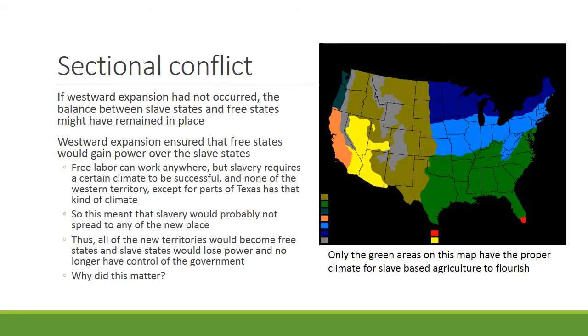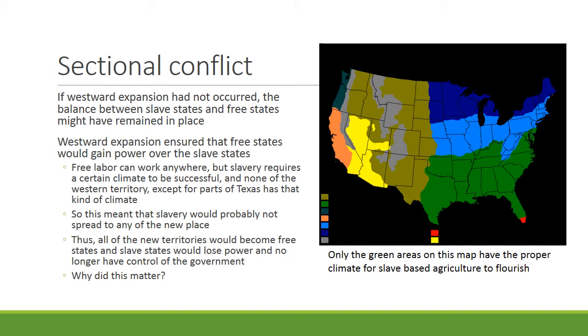There are other negative consequences besides the extermination of Native Americans. One is the growing sectional conflict. Now, sectional refers to the sections of the United States, the North and the South. And so the westward expansion leads to conflict between the North and the South. Basically, if the Western expansion hadn't occurred, the balance between the North and the South might have stayed in place, and it would have been possible to avoid this growing conflict.